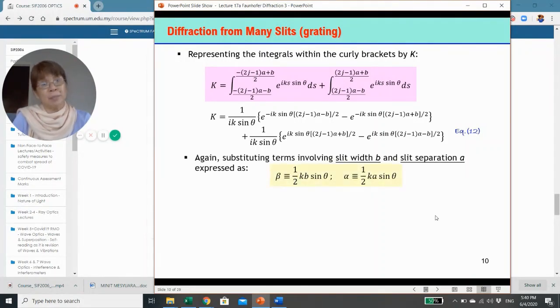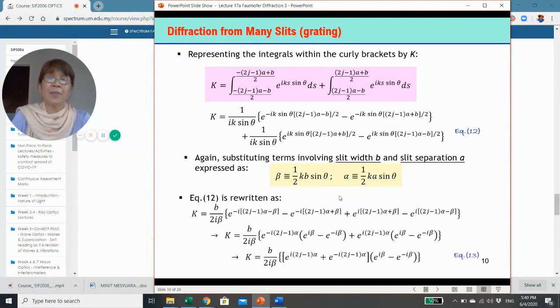And again, we simplify further by substituting the terms beta and alpha, just like what we did for the double slit. And therefore, now we can write this factor here as b over 2i beta, whereas the terms inside here, we do away with the sine theta and the k and b and ka, and so we use beta and alpha. You can try it out in detail on your own, but it will then simplify to this term here, and then we factor out the common terms. This is what we get, and finally this is even more simplified.